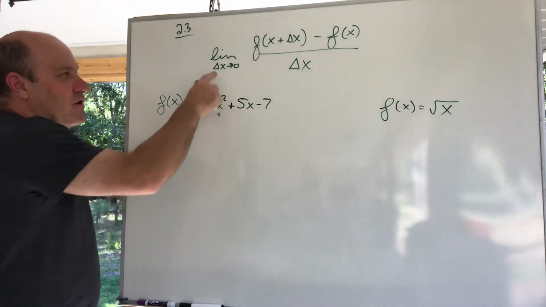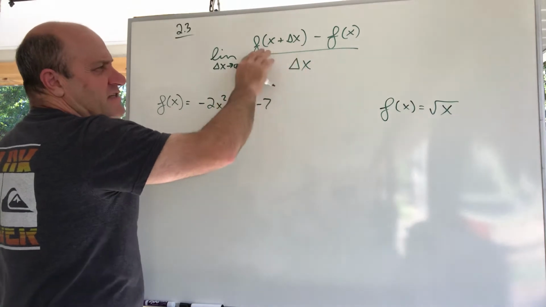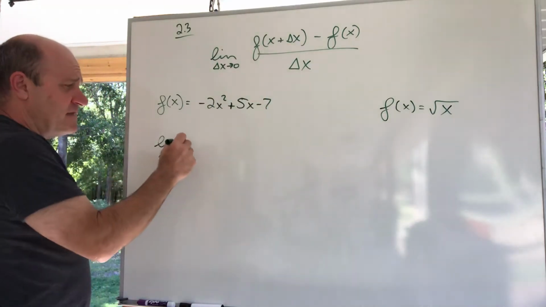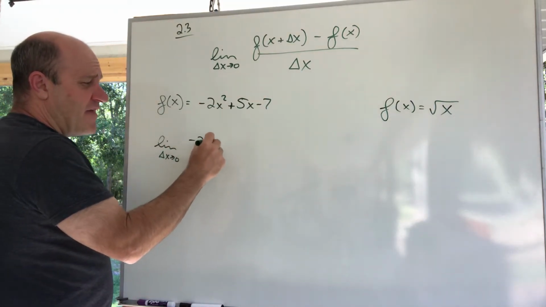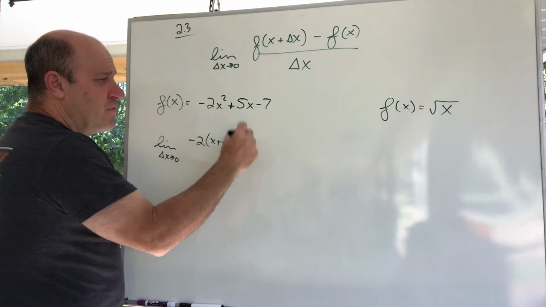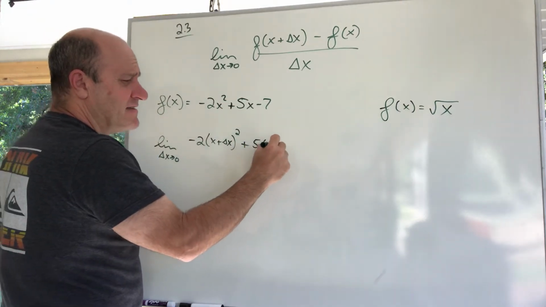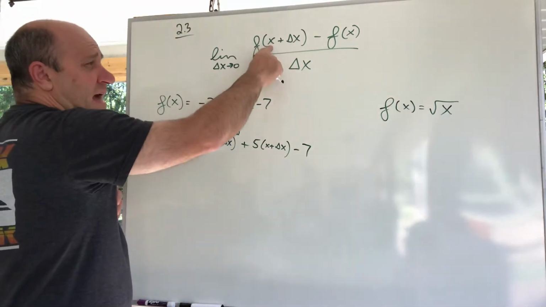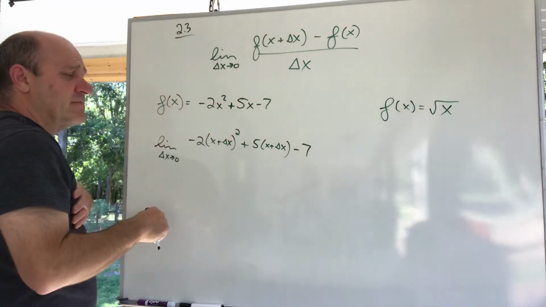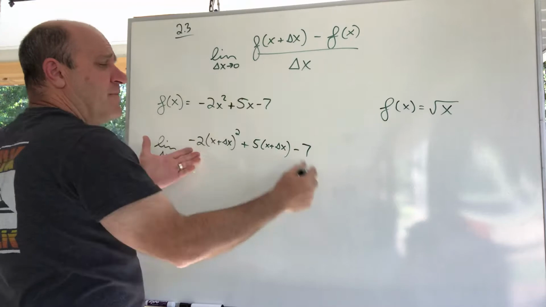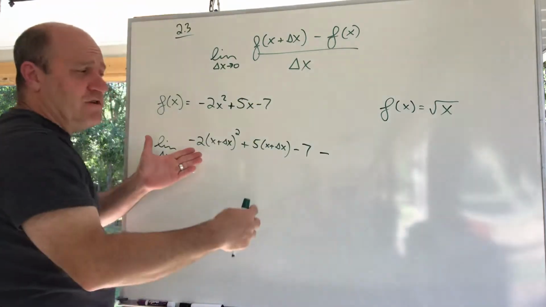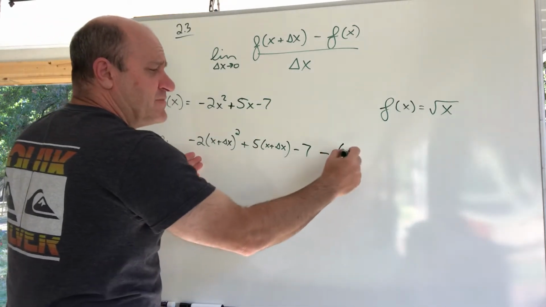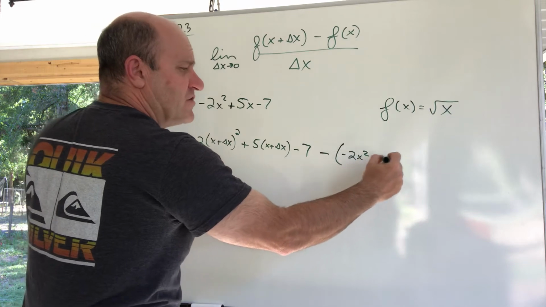Okay, what am I doing? The limit as delta x goes to 0. I want to do f of x plus delta x. And what that says is go to your function and plug in x plus delta x. That means you plug x plus delta x in for that x, and you square it. You plug x plus delta x in for that x, and you multiply by 5, and you have a minus 7. So that was me plugging x plus delta x into the function. So I've written the first part of that, minus f of x, which is just subtracting the function itself. So when you subtract something, please put it in parentheses.